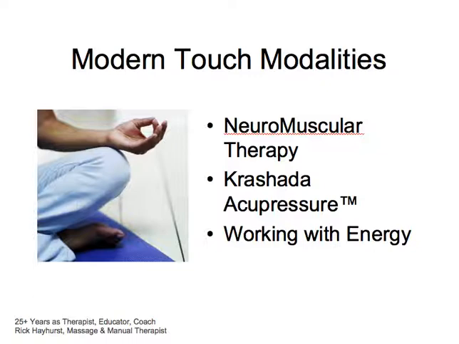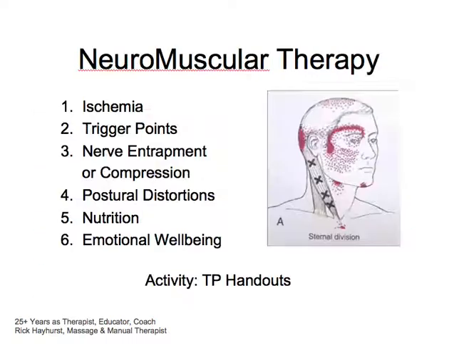So, modern touch modalities that I use often in my practice, these are just some basics. I do lots of different things, but they include neuromuscular therapy, managing soft tissue pain syndromes and myofascial pain syndromes, cruciate acupressure, which deals with multiple levels of being, and then just working with energy. What's this flow of energy? How am I feeling? And so here's a basic intro to neuromuscular therapy.